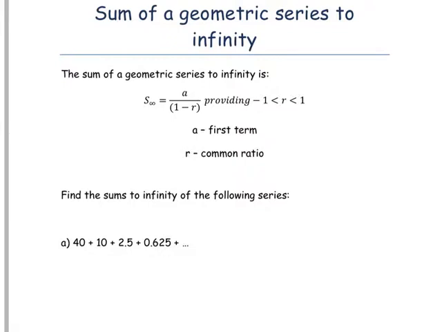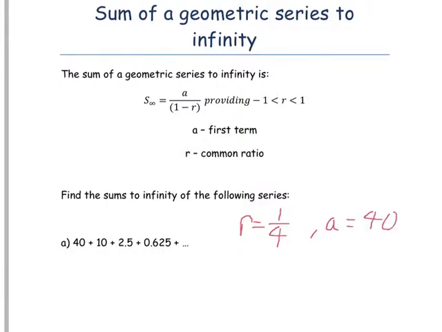Like with all geometric sequence questions, when we're trying to find the sum of a geometric series, we must first identify the first value and the common ratio in a series. So the common ratio here is, how do you get from 40 to the value 10? Well, to do that you need to multiply 40 by the value a quarter. So r must be equal to a quarter and a must be equal to 40.